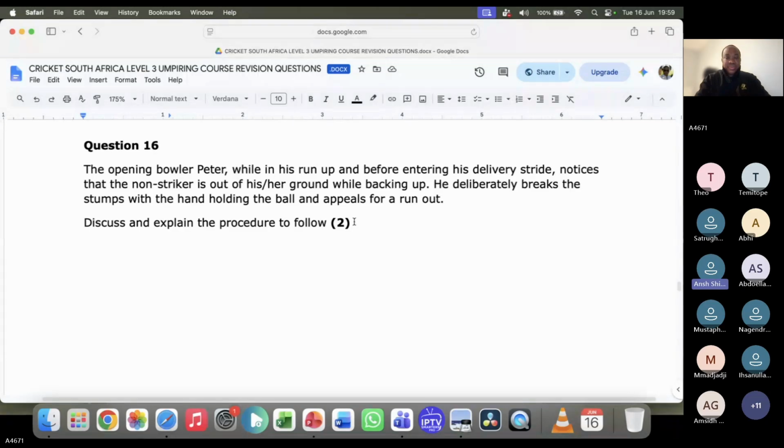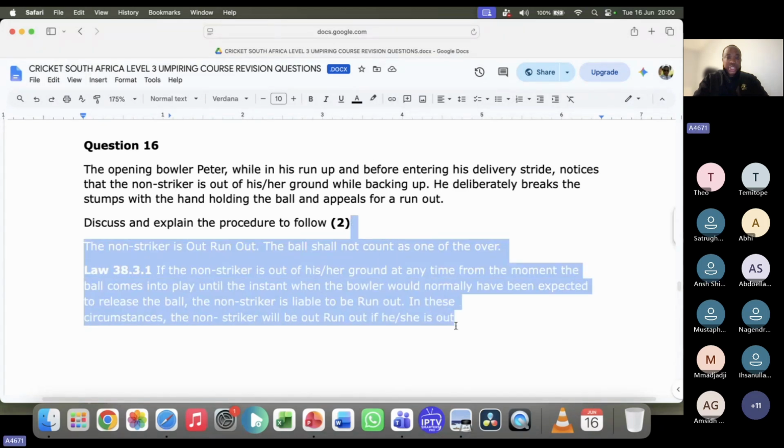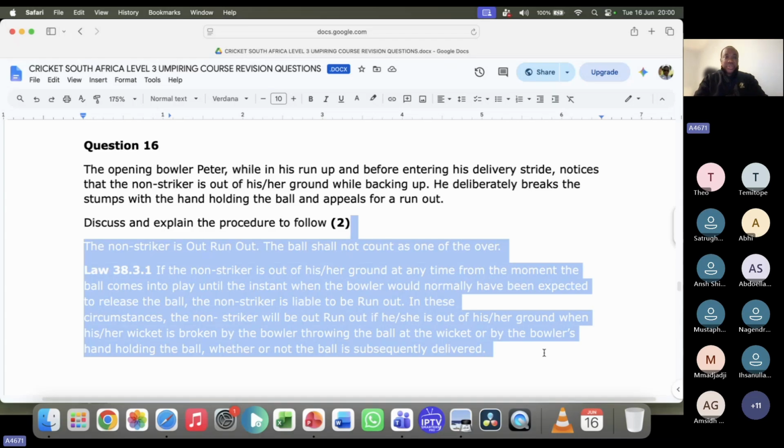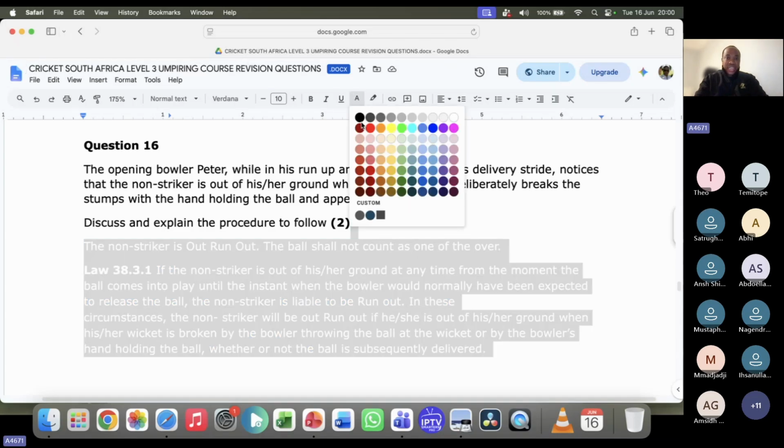The non-striker will be out, run out, because the bowler has not yet entered his delivery stride, and the ball will not count as one of the over as well. Well done, Ansh from Tanzania. Good to have you in our lectures again.